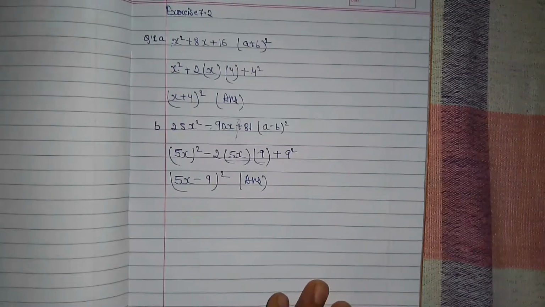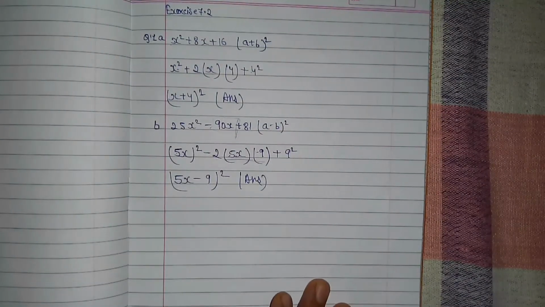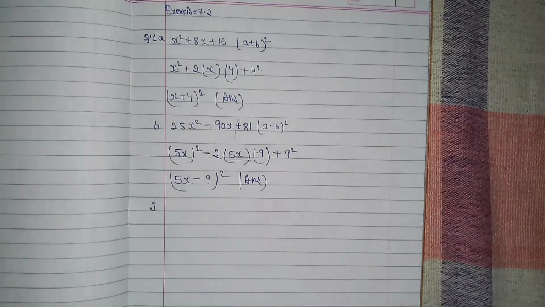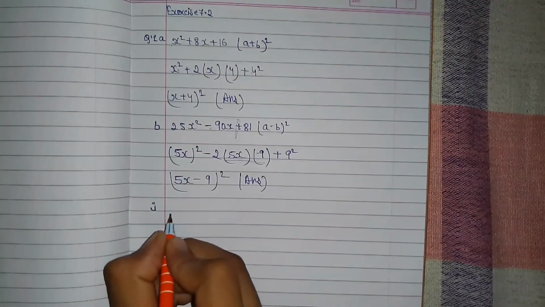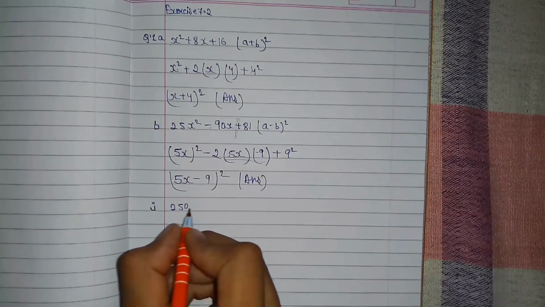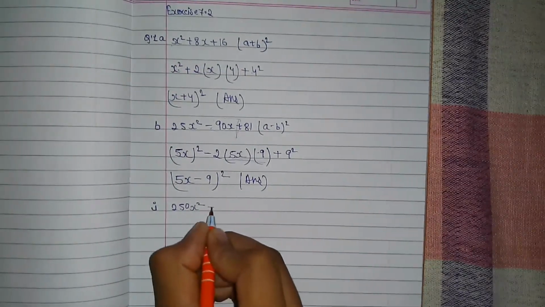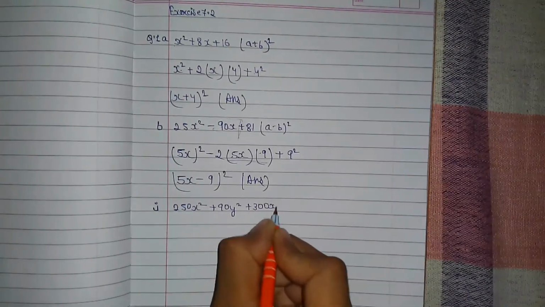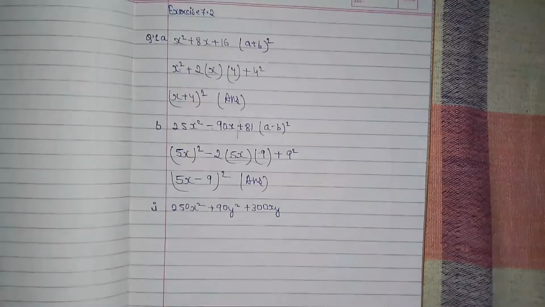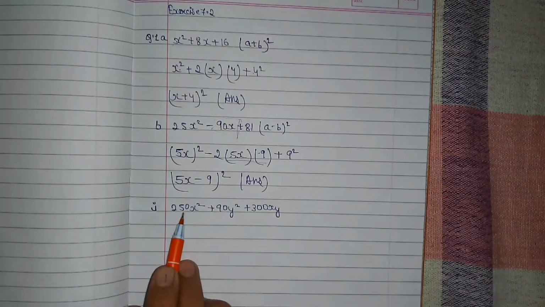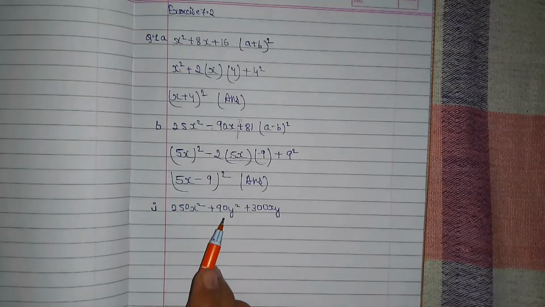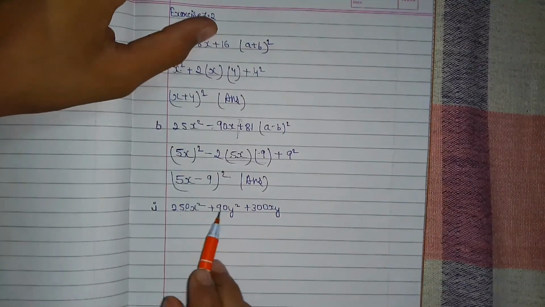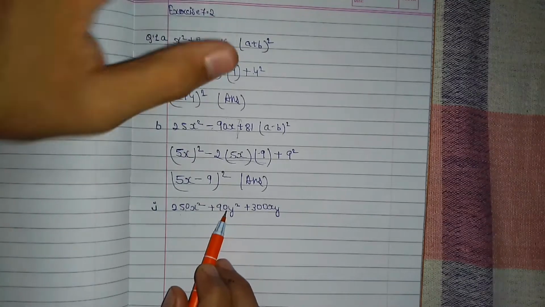Let's come to some complicated questions, and that is question number I. Let's directly jump on to question number I and jot down the question: 250x square plus 90y square plus 300xy. As you can see, this is also in the form of a plus b whole square, but the problem is that the numbers are not perfect squares.